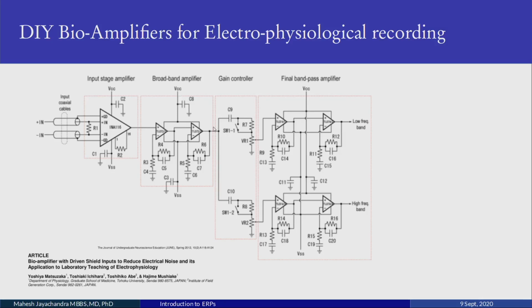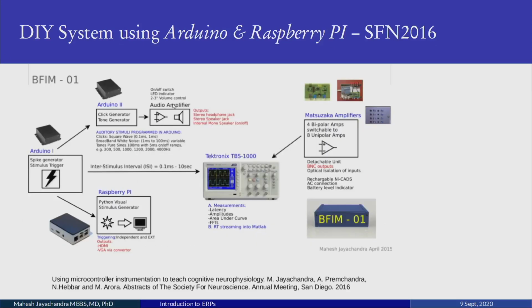The next stage, you have a broadband amplifier of a particular level, usually 1,000, 2,000, 10,000, like that. If it's too much, you can cut the gain. So you have a gain control stage where you can modify the gain. And finally, you have bandpass amplifiers where you filter and look at only the frequencies of interest. So this is a general logical signal conditioning circuit for EEG.